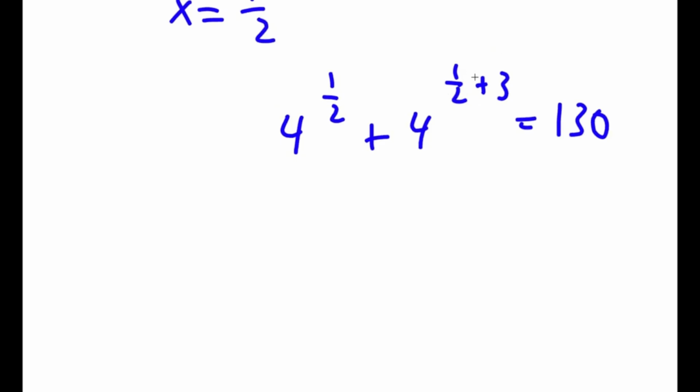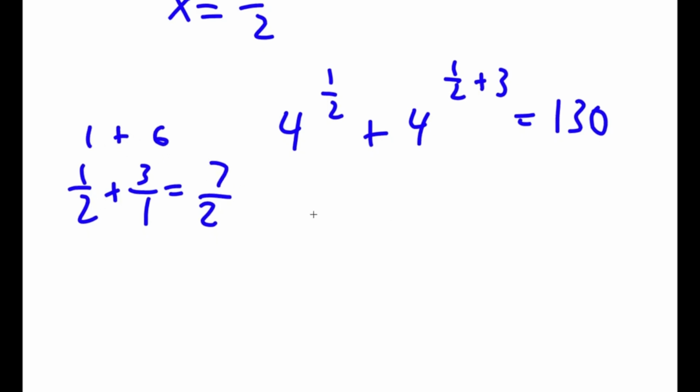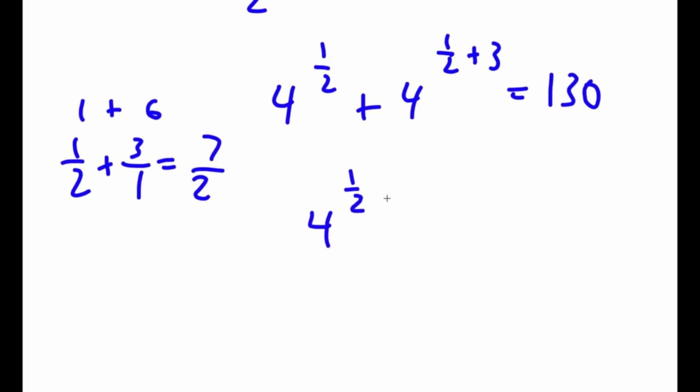Now, 4 to the power of 1/2 plus 3, well, 1/2 plus 3: 2 times 1 is 2, 1 plus 1 is 1, plus 2 times 3 is 6, so I have 1 plus 6, which is 7, so I have 7 over 2. So I have 4 to the power of 1/2 plus 4 to the power of 7 over 2 is equal to 1/3.